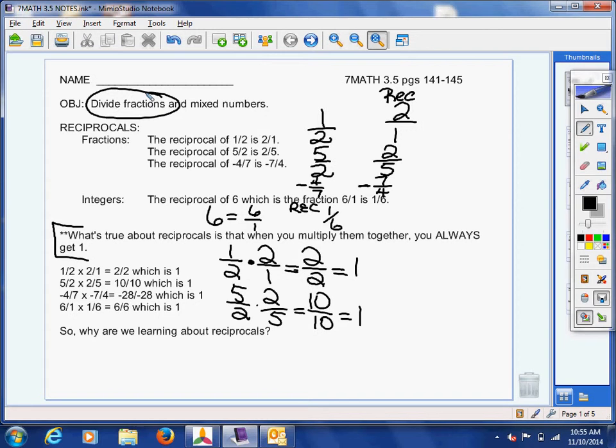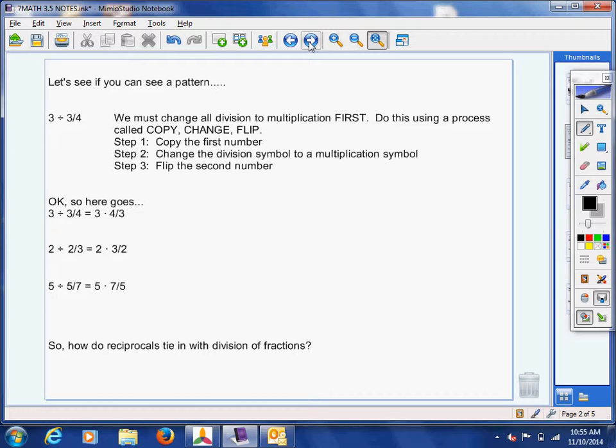All right, so let's flip to the next page. We'll hold that thought, and let's see if you can see a pattern. This is something I was just trying to challenge your thinking with. Anytime you divide, and here I put a division problem for you, 3 divided by 3/4. If you don't remember this, I'm going to reteach it to you. You have to change all division into multiplication. We don't divide fractions, not technically. We turn them always back into multiplication.